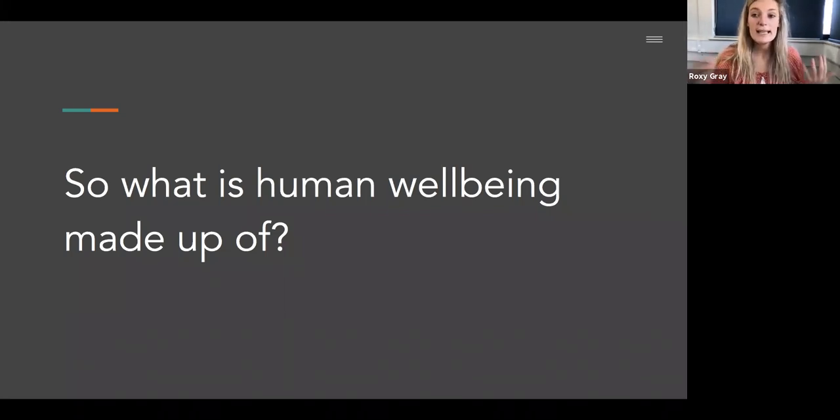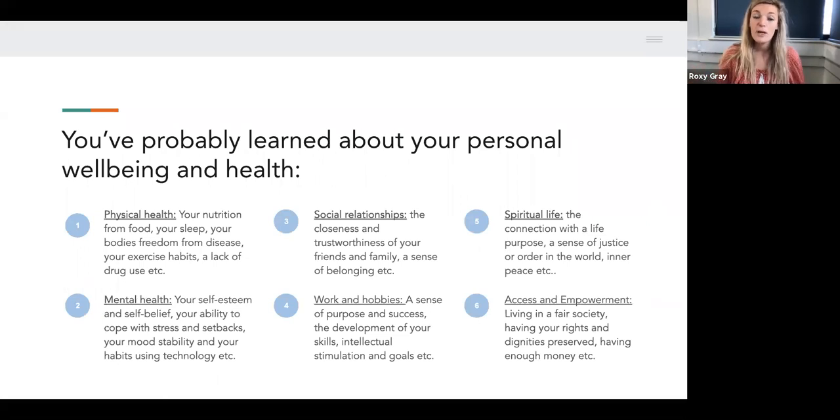Let's talk about at least what human well-being is made up of. So in this section, we're going to dip into individual well-being, which is something that you would have covered probably already in PDHPE or perhaps science. So let's have a look at what you probably already know, just to recap. So this is your personal well-being and health. So not human well-being, but your individual personal well-being and health.